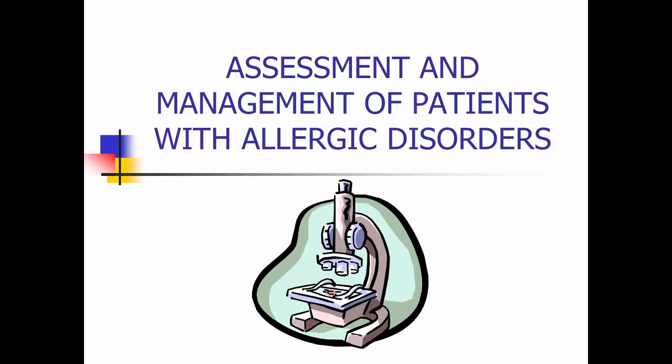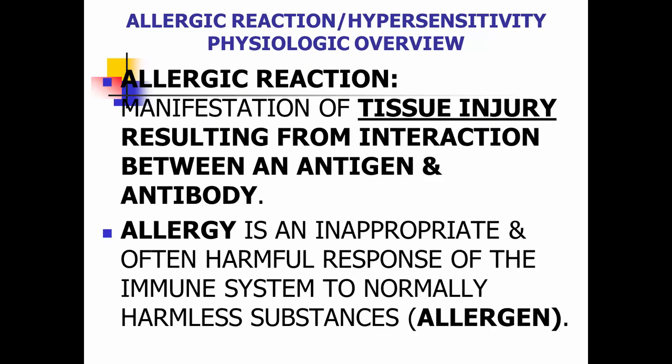On page 209 in your textbook and 217 in the old textbook, it talks about hypersensitivity reactions. A hypersensitivity reaction is an allergic reaction manifested by tissue injury that results from an interaction between an antigen and an antibody. An example could be poison ivy. So the allergy is an inappropriate and often harmful response of your immune system to a normally harmless substance, which is called an allergen or an antigen.